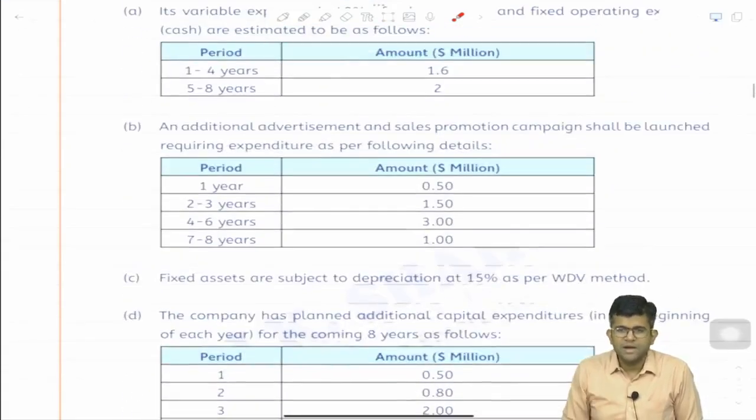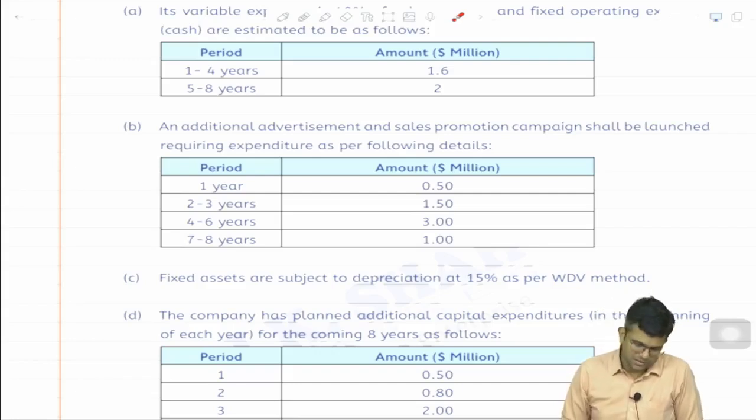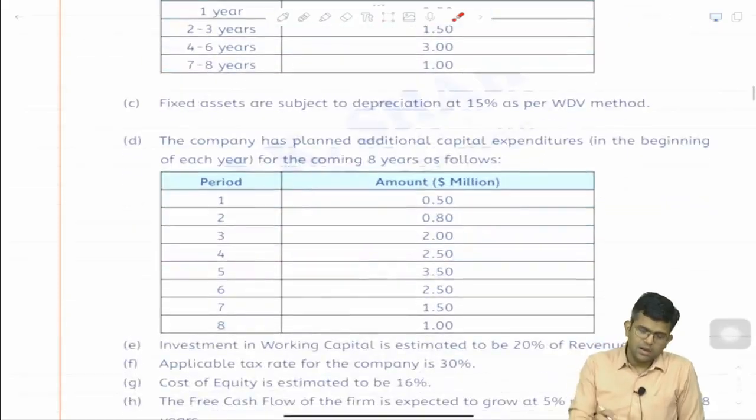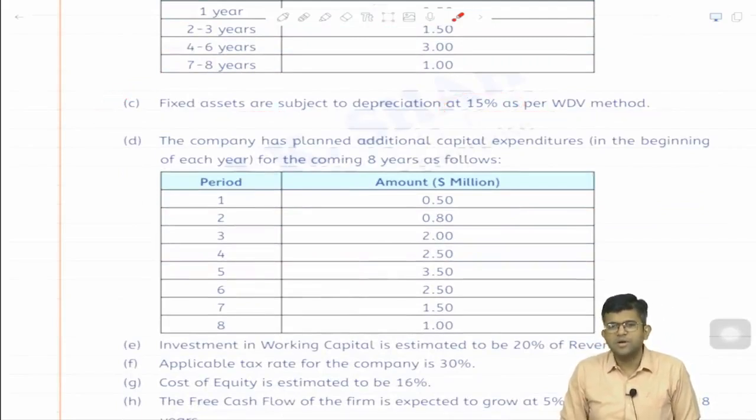Now, from EBIT, I hope you remember, we straight away should subtract tax. We should not go for interest and all. You remember, now we are doing FCFF. I hope everyone was there in the last lecture. Now, fixed assets are subject to 15% depreciation as per WDV. Students, my bad, one mistake I did. Sales minus variable cost minus fixed cost minus advertisement cost minus depreciation will give EBIT.